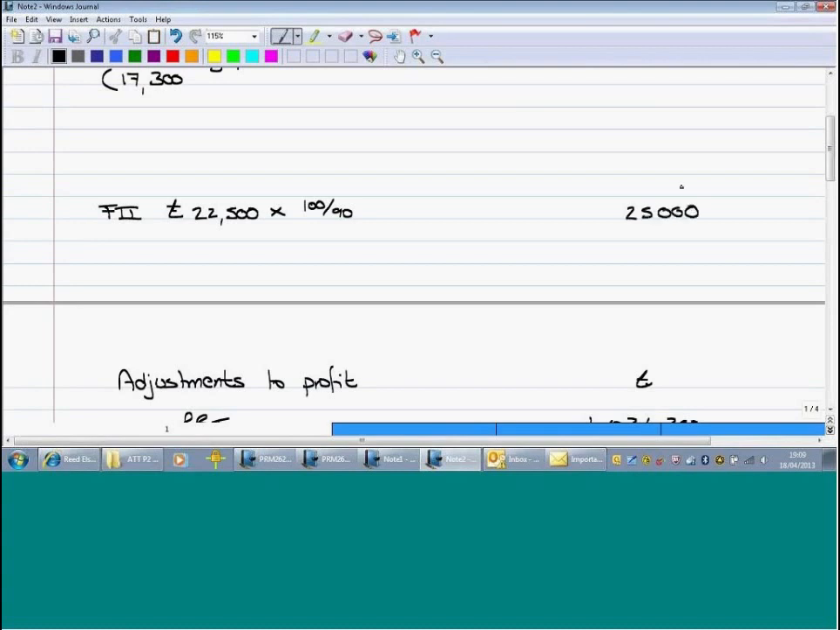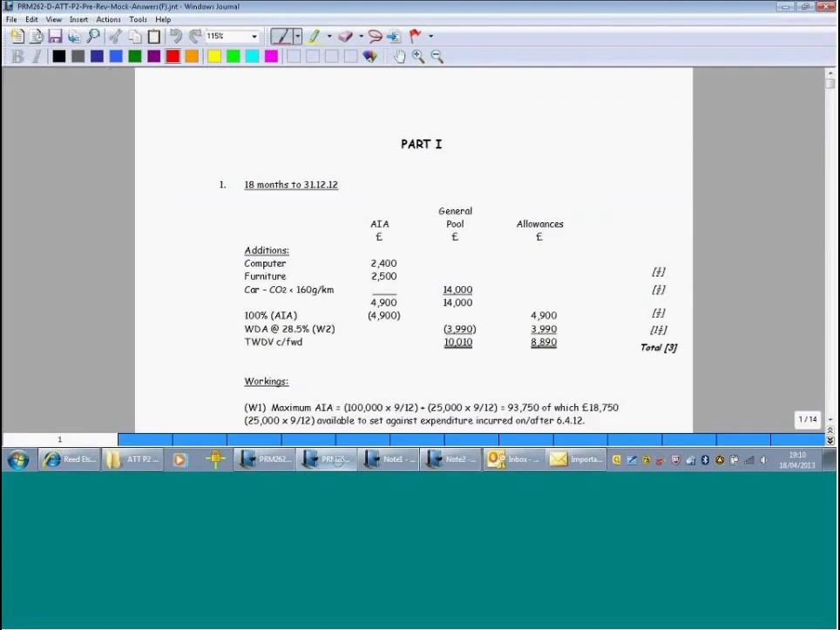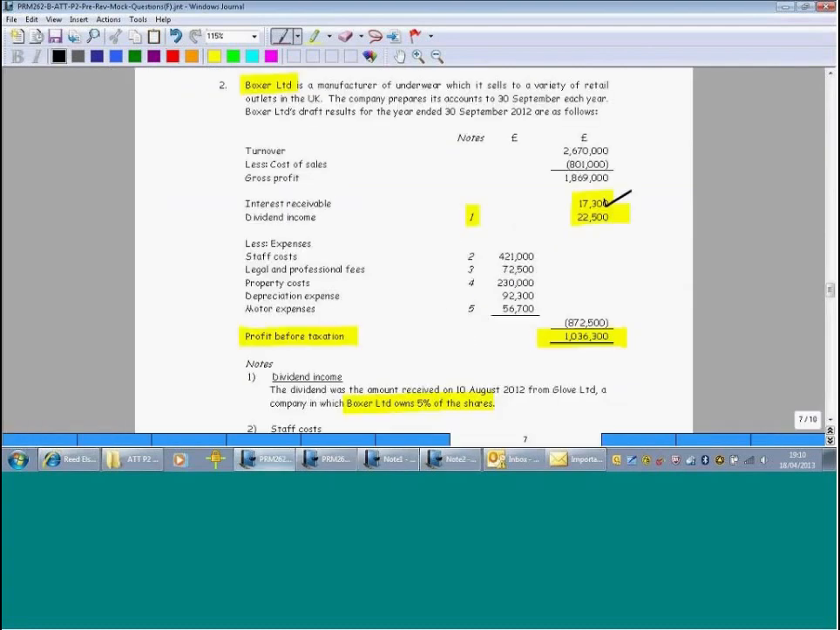Now, that's not going to be part of my TTP, my taxable total profits, but it is going to help me calculate my augmented profits. Okay, back to the question paper. And the next thing that we're looking at is the expenses.